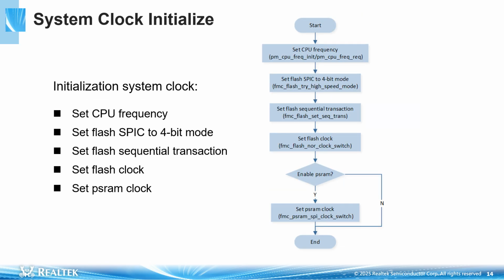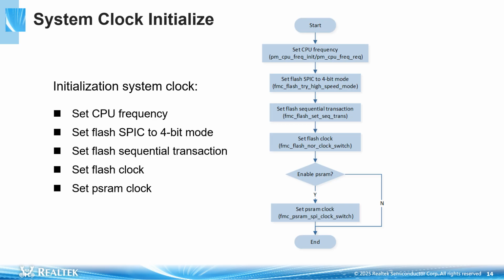To run the GUI on SoC, it is necessary to increase the CPU frequency to at least 100 MHz, and the SPIC must be set to 4-bit mode with a 160 MHz clock source. If enabling the PSRAM, the clock of SPIC needs to be switched to at least 80 MHz. As shown in the figure, call the function PM_CPUFREQ to set the CPU frequency.